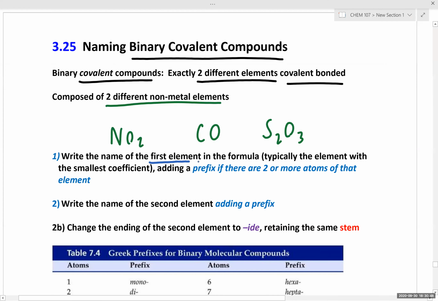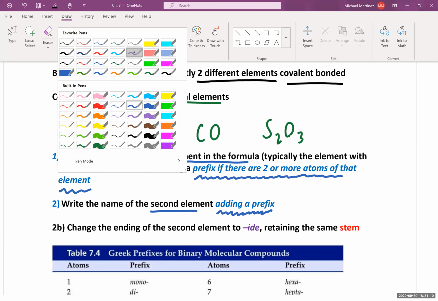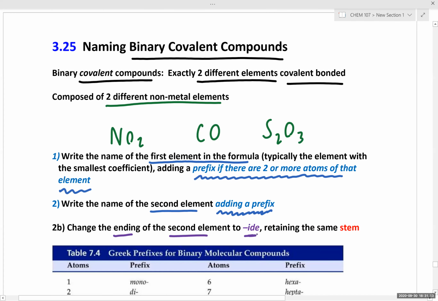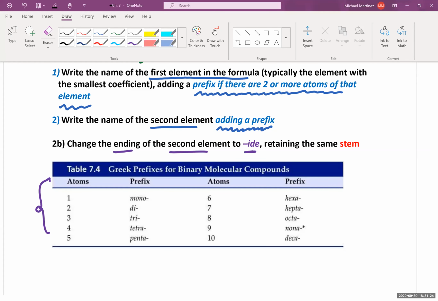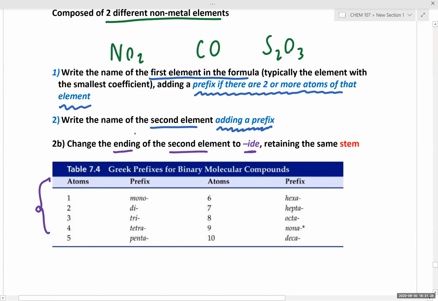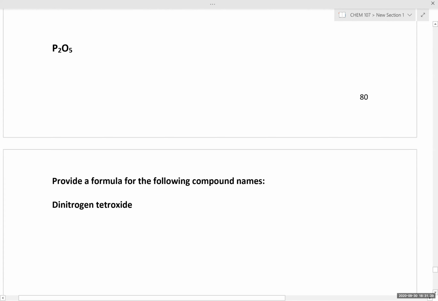You write the name of the first element in the formula and you add a prefix if there are 2 or more atoms of that element. Then you write the name of the second element and you always add the prefix to the second element. Finally, just like with ionic compounds, you change the ending of the second element to IDE. Here are the prefixes you'll need to be familiar with. They're exactly the same as our hydrate prefixes, which certainly makes our lives a little bit easier. Okay, so these are the rules. Let's show how these rules are applied in practice.